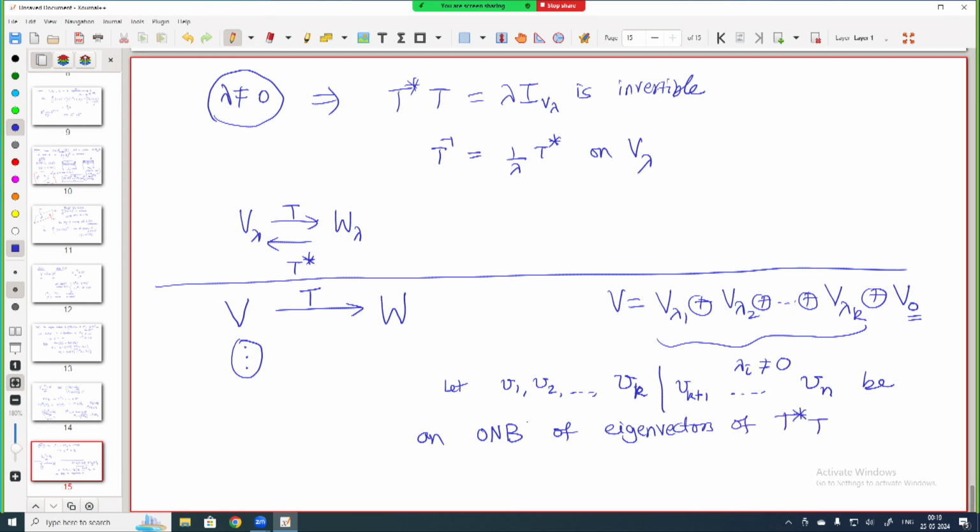Okay. So, this is an orthonormal basis of V consisting of eigenvectors of T star T. Is this alright, what we have done? Because we know something about T star T and T star, we are saying take an orthonormal basis of eigenvectors of T star T. The multiplicity of lambda is always 1. No, not necessary.